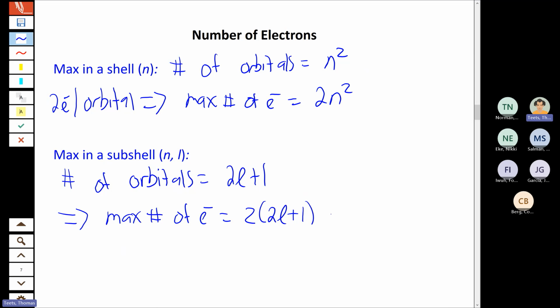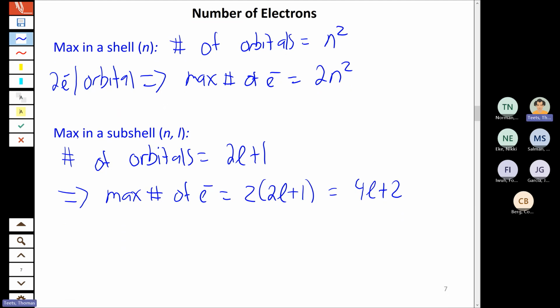Or if you're someone that likes to distribute terms, I suppose you could write it as 4l plus 2, but they're mathematically equivalent, obviously. Okay, so those are the key relationships now, where we're just taking what we learned last time and extending it one step further, knowing now that there's a maximum of 2 electrons in each orbital.